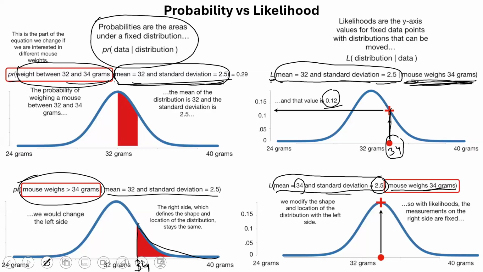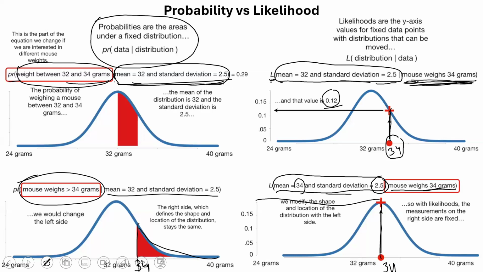Okay. And now if you calculate the likelihood of this particular thing, so this is 34 grams and the mean is also 34 grams. So we will get the maximum value here, right? So that is how you calculate the likelihood. That is the difference between likelihood and the probability.